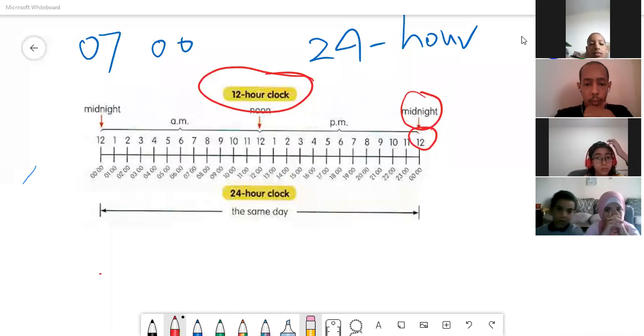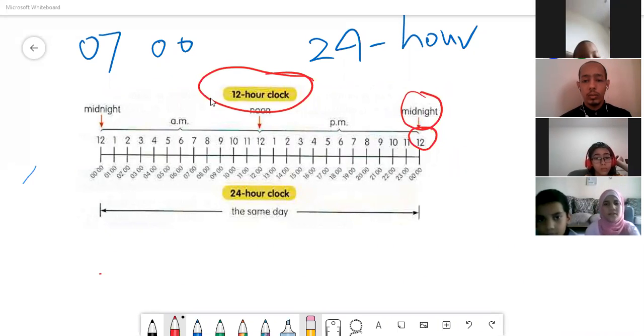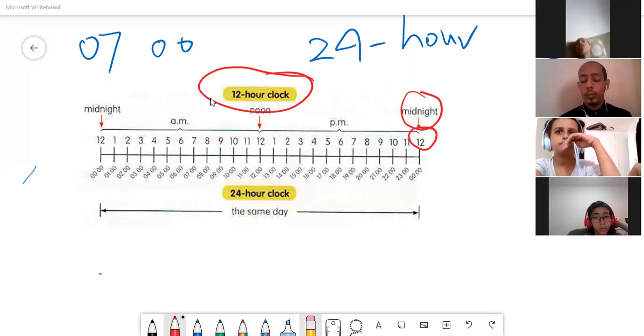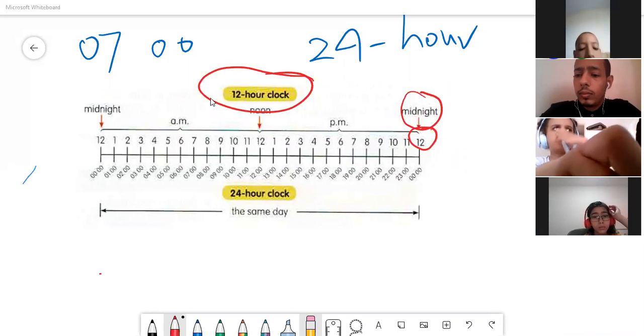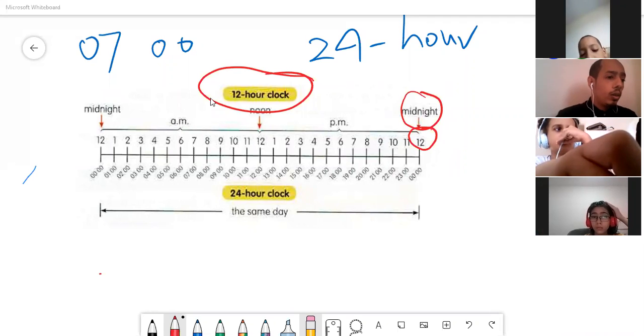Okay, guys, do you have any questions here? Did you understand? Yes, Noor, what do you say? Teacher, do we always have to use a number line?